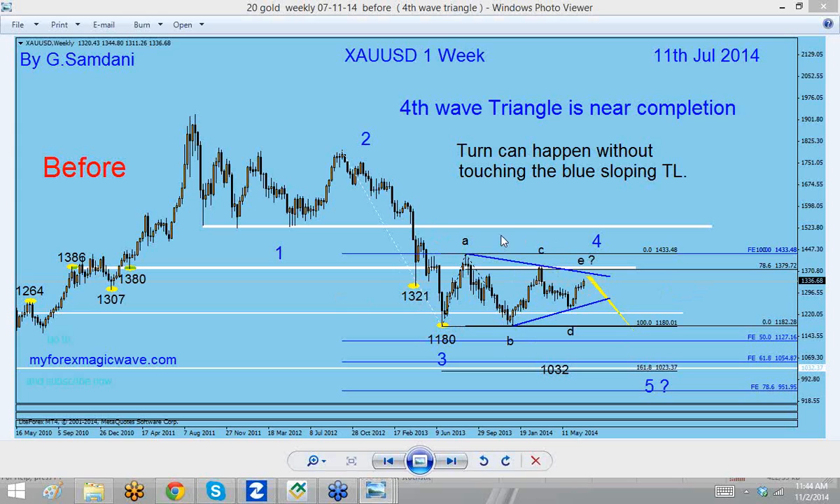That's why I said here the turn can happen without touching the blue sloping line. Right? So it did exactly that from there.